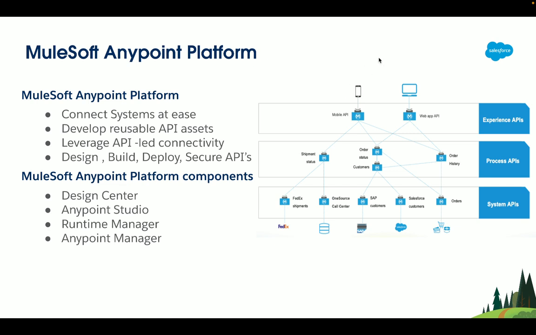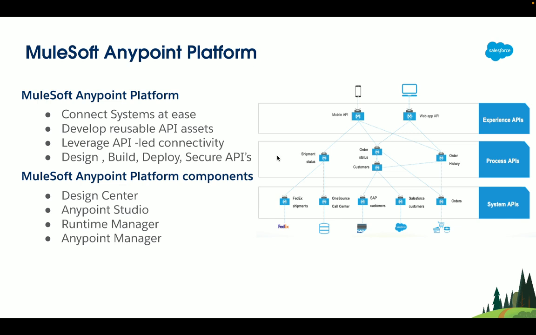So any other system that wants to read data can use the experience APIs over here, and no external systems would be allowed to connect to system APIs or process APIs. So experience APIs would be acting like an interface or that entry point. Now, suppose tomorrow I get a request to read the FedEx and the Salesforce data, make some kind of transformation, and make it available.